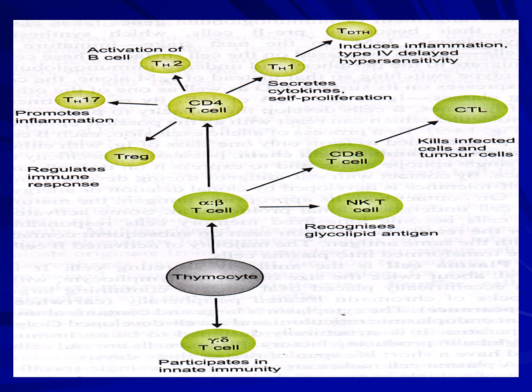What are the different types of T cells? We have a T cell with a gamma delta chain which participates in the innate immunity, and we have the one with alpha beta chain. From this we have CD4 cells, CD8 cells and natural killer cells. CD8 cells are cytotoxic T cells. CD4 cells, again we have Th2 cell which activates the B cell. T helper 17 cells which promote inflammation. T regulatory cells which regulate the immune response. T helper 1 cell which secretes cytokines for self proliferation, and TDTH, that is for delayed type of hypersensitivity.